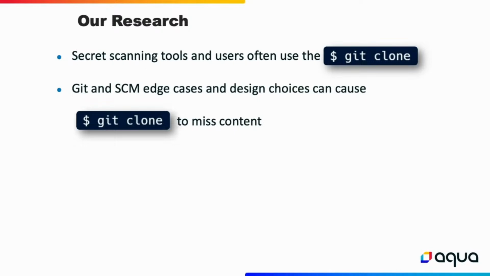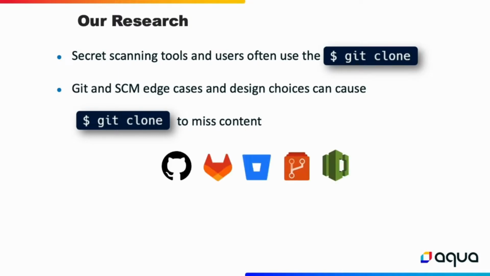It turned out that due to edge cases and design issues with Git and some source code management platforms, using the git clone command is not enough, and we may miss content that contains secrets. Later, we will provide you with a severe example of findings resulting from this issue. During this research, we will mainly focus on GitHub, since it's the most popular source code management platform, but the findings are relevant for other source code management platforms as well, for example, GitLab, Bitbucket, and more.